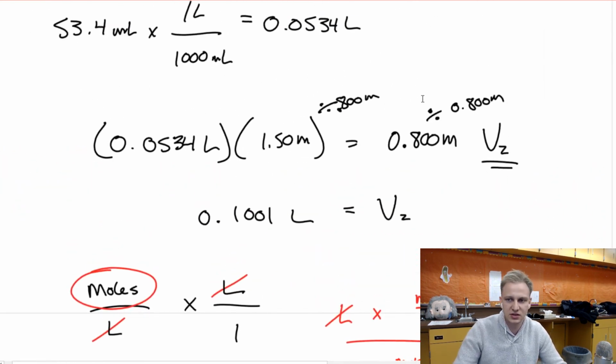Whenever you do these calculations, M1V1 = M2V2, your units will always end up working out. If you're solving for molarity, you'll end up with a molarity here. If you're solving for volume, you'll end up with a number of liters here. That is how to do dilution equations.